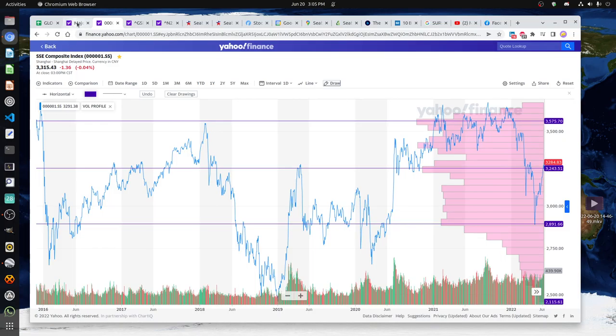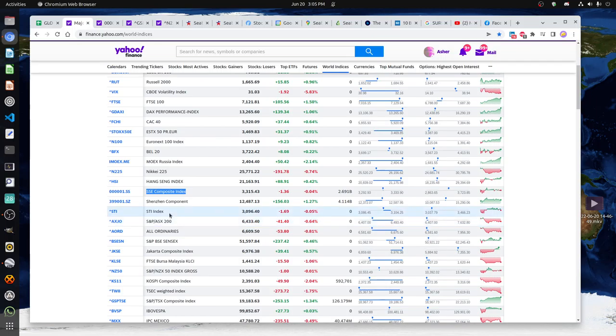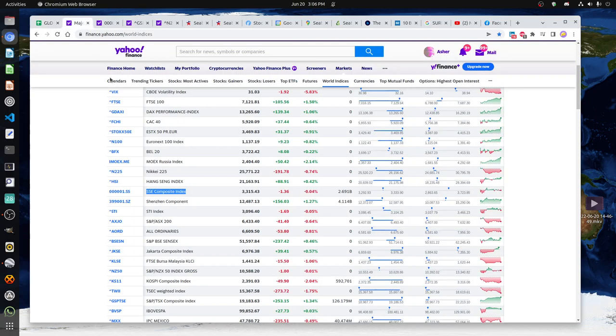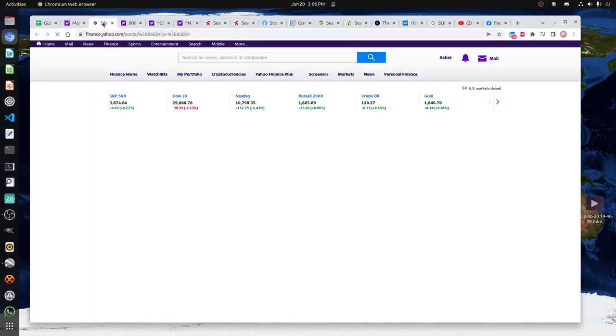So let me go back to India, and you can see there's also the Shenzhen. So maybe before we check out India, you can see the Hong Kong Stock Exchange is also huge, and Euronext. But I'm going to jump right in here to look at the Bombay Stock Exchange. It's called the Bombay Stock Exchange right here. So let me pull that up in a new tab. We'll just see what's going on.